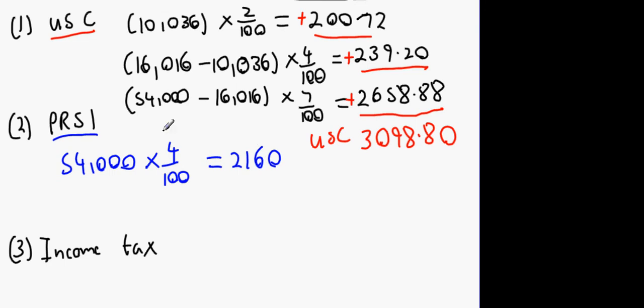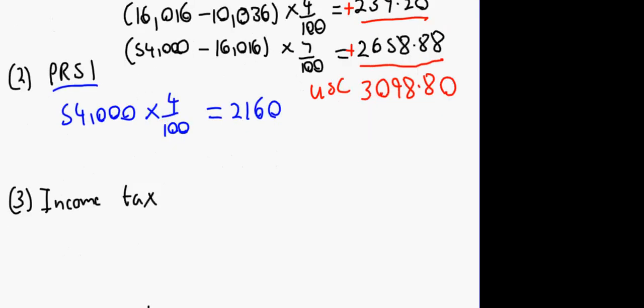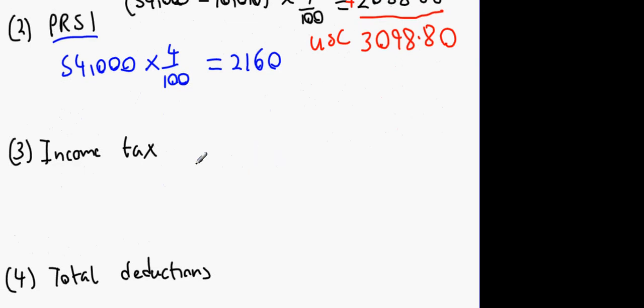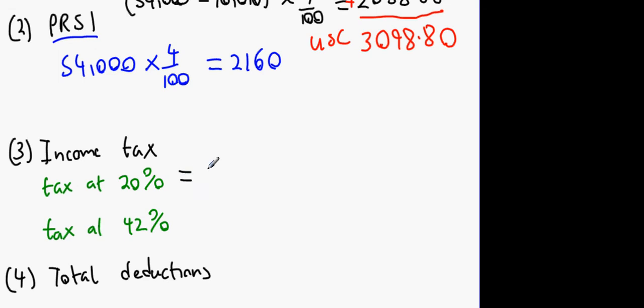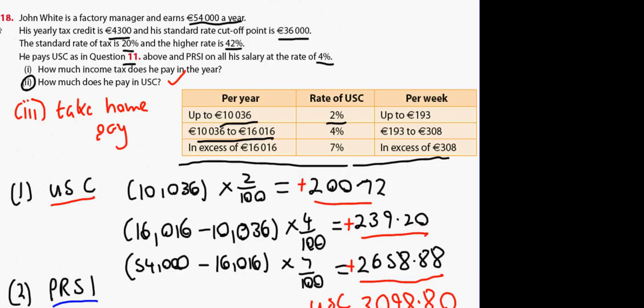Now we're on to the income tax. The income tax is broken up into two stages. We're going to do this in green: tax at 20% and tax at 42%. Now, can anybody tell me what is the standard cut-off? How much money do you get taxed at 20% in the question? When you go up, it's 36,000. The standard cut-off rate is 36,000.